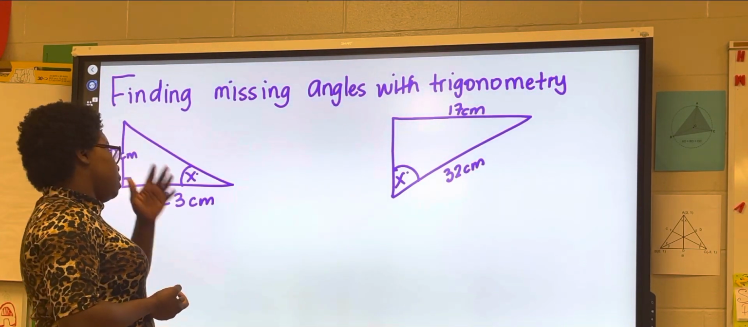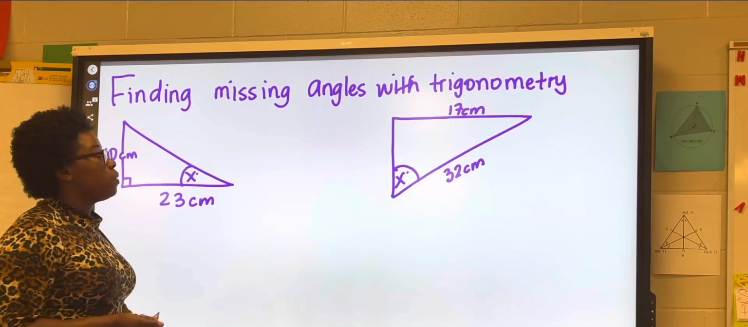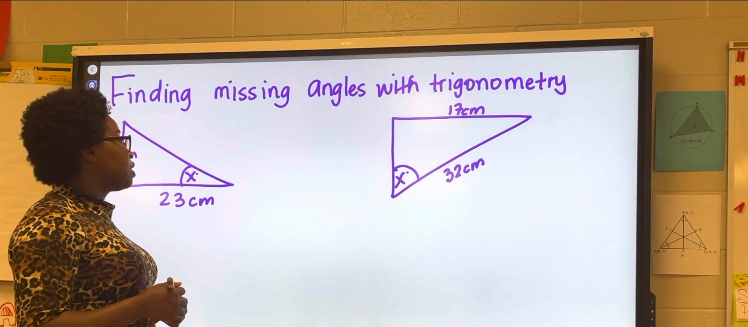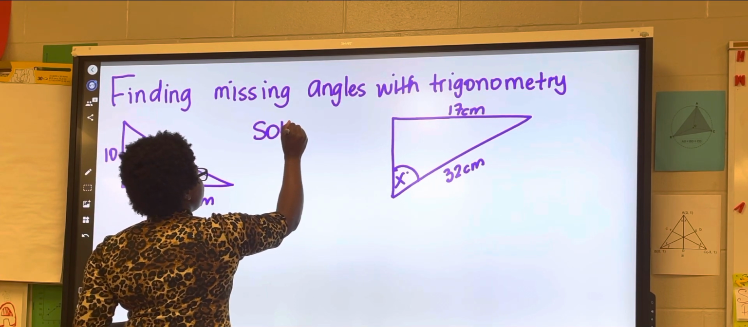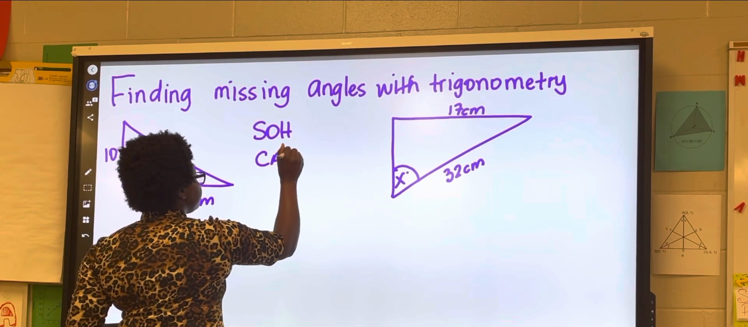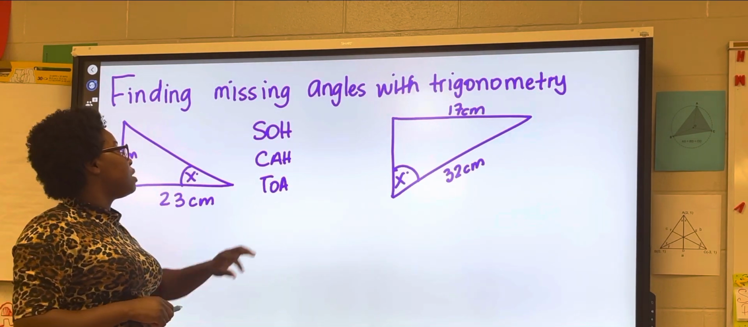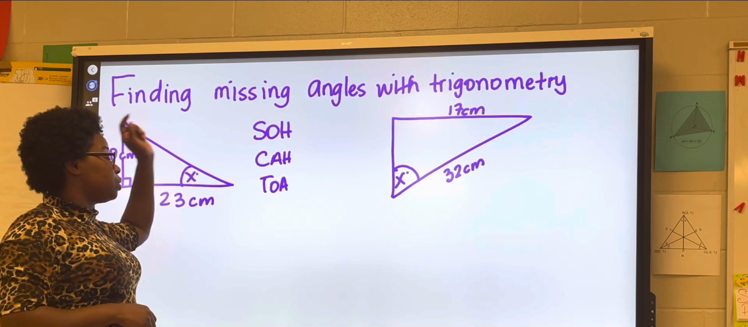For this video, we are going to find the missing angles with trigonometry. So again, similar to the first video that we did previously, we remember we have three trig ratios. And the mnemonic we use to remember this is SOHCAHTOA. SOHCAHTOA basically helps us to remember the sine ratio, the cos ratio, and the tangent ratio or tan.